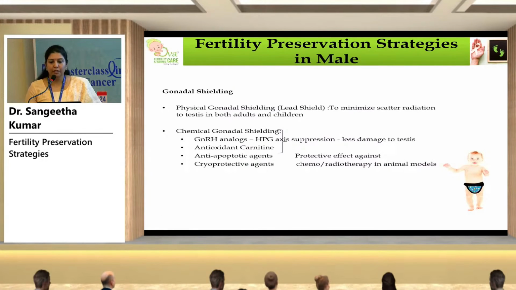Moving on to fertility preservation strategies in males. One is gonadal shielding. There is physical gonadal shielding and chemical gonadal shielding, but the chemical one is still experimental. Physical gonadal shielding is used to minimize scatter radiation to the testis in both adults and children.